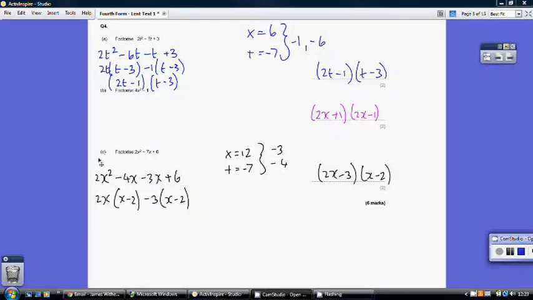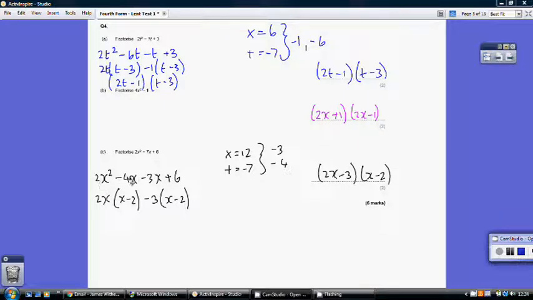Now 4c is really just another one like 4a. So our two magic numbers multiply to be 12, being the 2 times the 6, yet add to be the minus 7, so that's minus 3 and minus 4. Break down the middle term, the minus 7x, into a minus 3x and a minus 4x. Doesn't matter which way round.